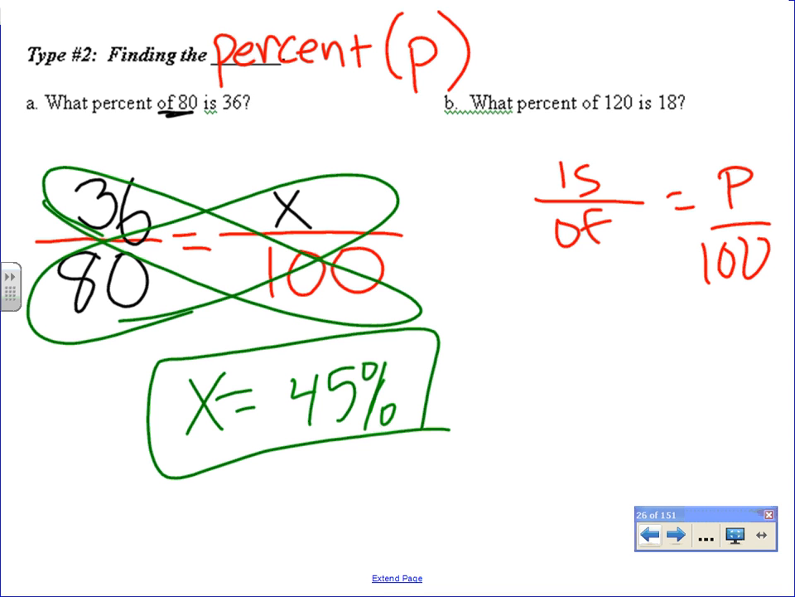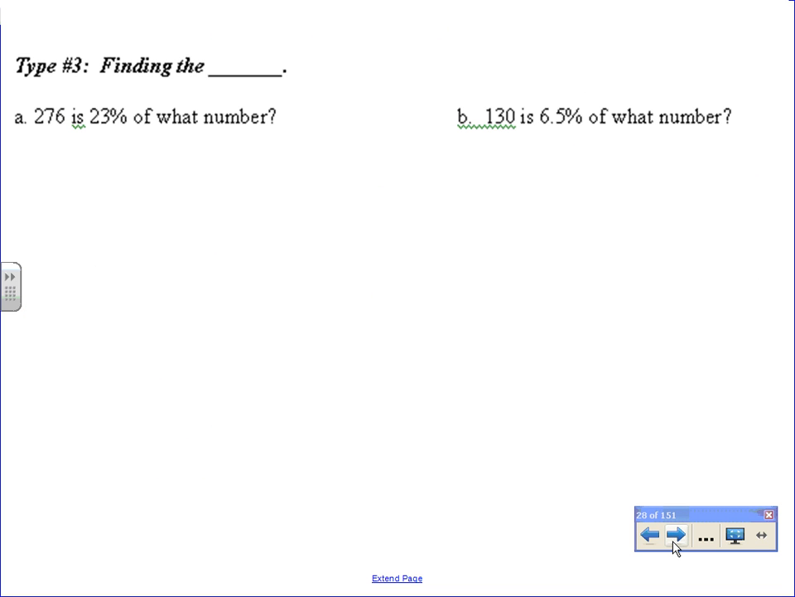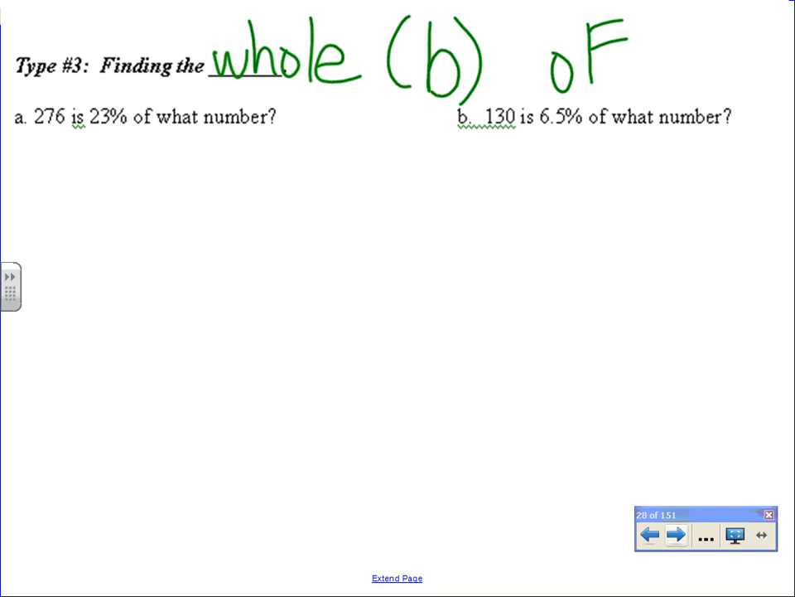Okay, type 3. I'm going to do one more, then I'm going to give you a little bit of homework to try for tonight. Okay, type 3, what do you think we have to find now? Jackie, which one did we not find yet? Good, the whole. So finding the whole number. The whole is b, which you could also say is of. Okay? So these ones are a little tricky.